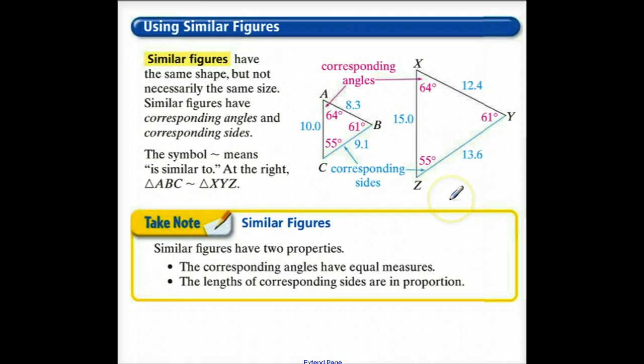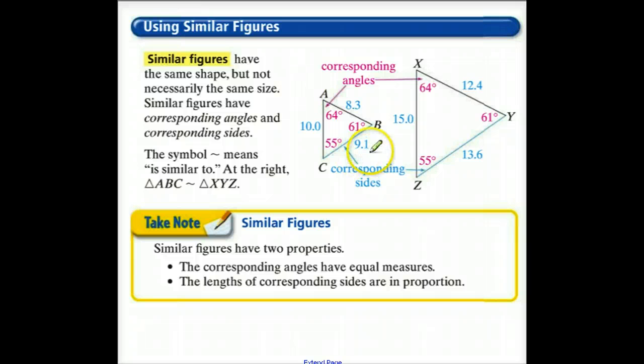Alright, so yesterday we learned how to make proportions. Today we're going to talk about using those proportions to solve for similar figures. Similar figures, like you can see these two triangles here, may look the same, but they do not have the same size. One triangle is clearly smaller than the other.